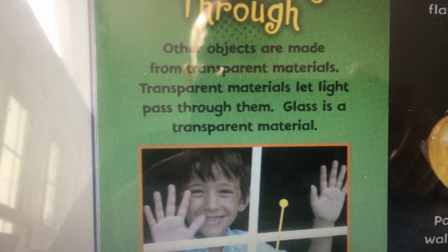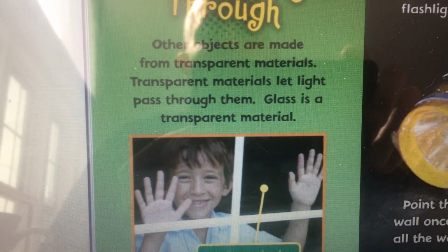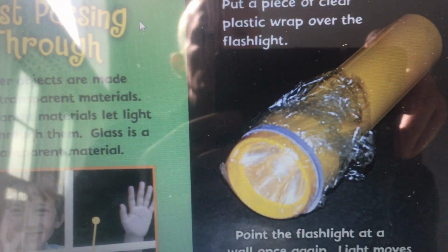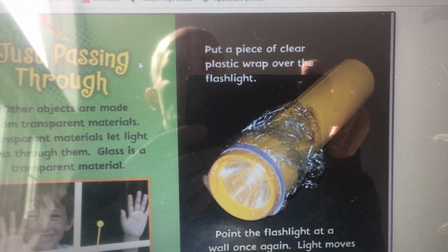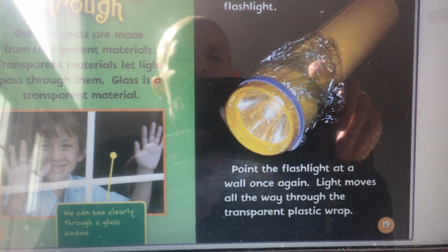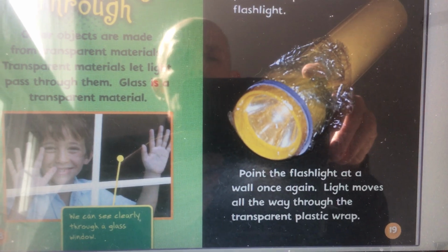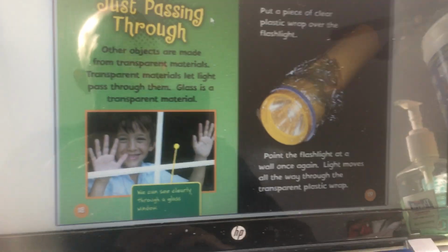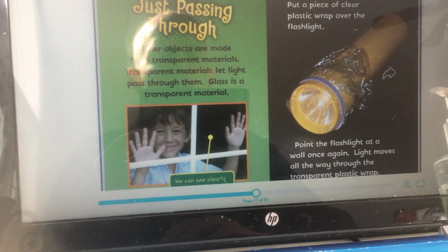Before we had opaque, which were objects that light cannot pass through. Transparent materials are ones that let the light pass through. So if you go back to that flashlight trick where you're in a dark room and then you put a piece of clear plastic wrap over the flashlight and point the flashlight at the wall once again, light moves all the way through the transparent plastic wrap, because plastic wrap, like glass, is transparent.